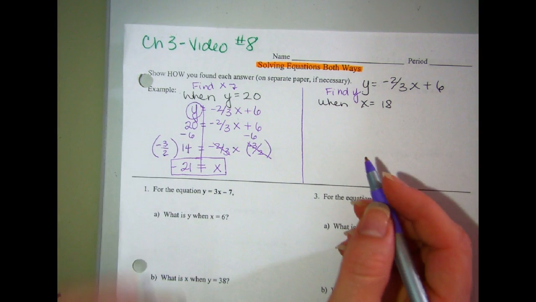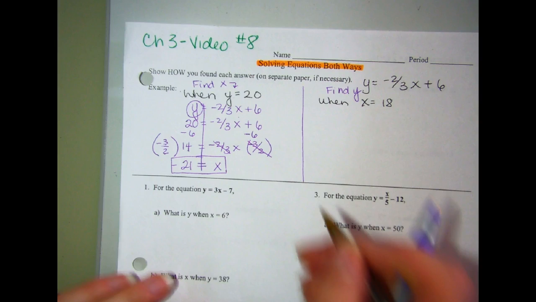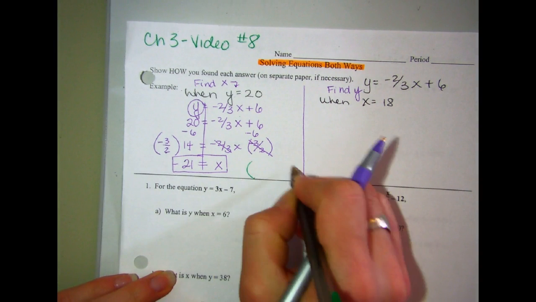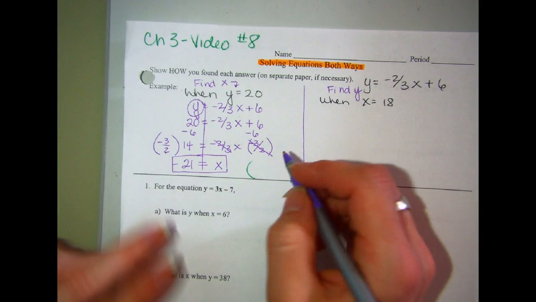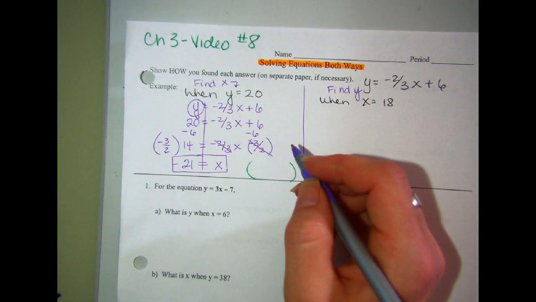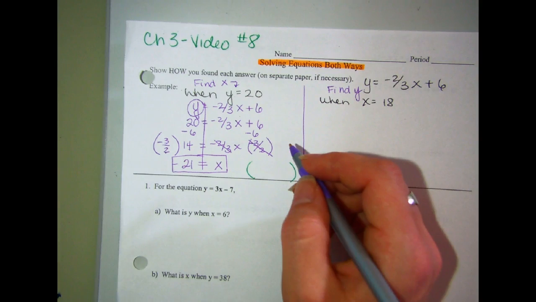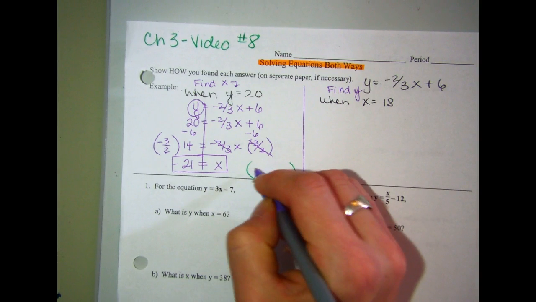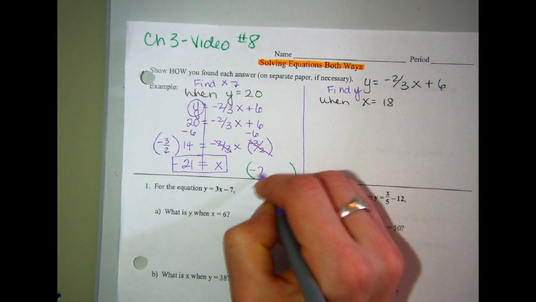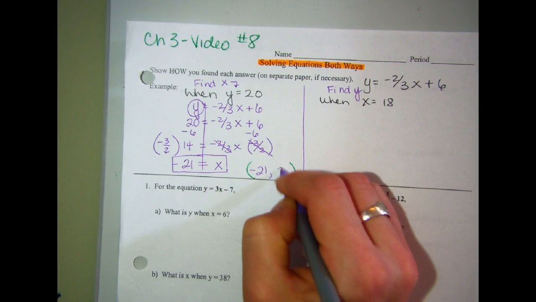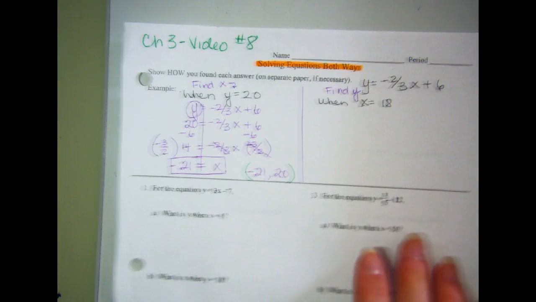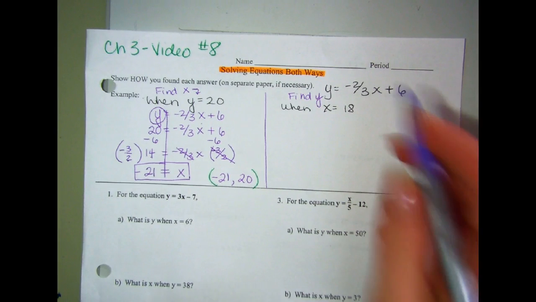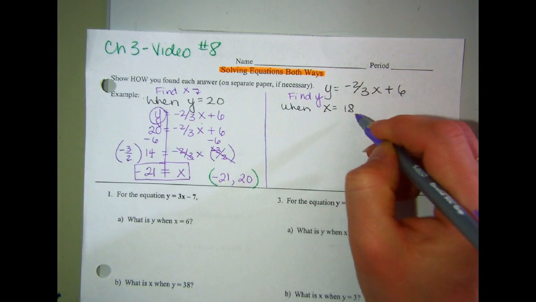So I can even take that a little bit further. And I can put that together as a point. If I was going to graph this, actually, so a little bonus information here. If I graph that, remember we graph x comma y on a graph, so this would be negative 21 comma 20. That would be a point on the graph of that line. Okay, so now what if I want to find y when x is equal to 18?